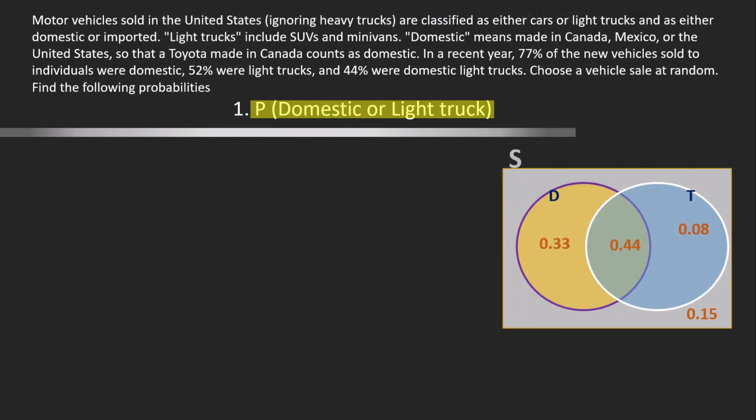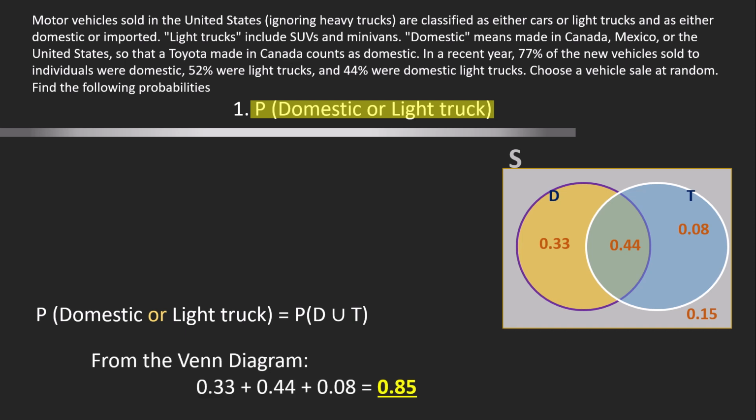Go to part 1. Probability of domestic or light truck. How do we write this in mathematical notation? Probability of D union T. How do we find it? From the Venn diagram, we add all the values in the circles. It is 0.85.